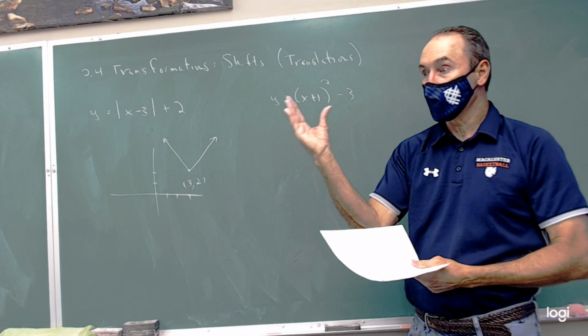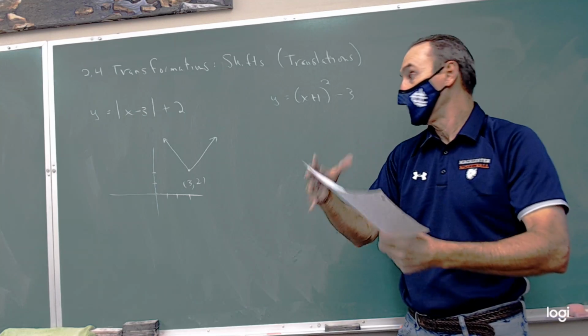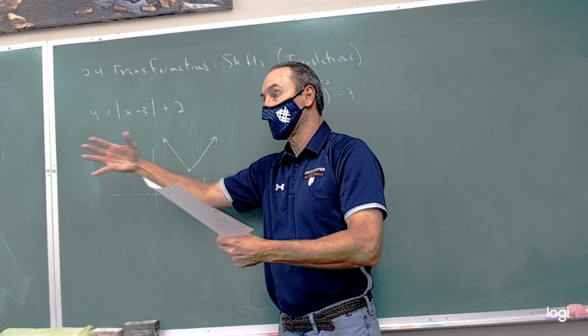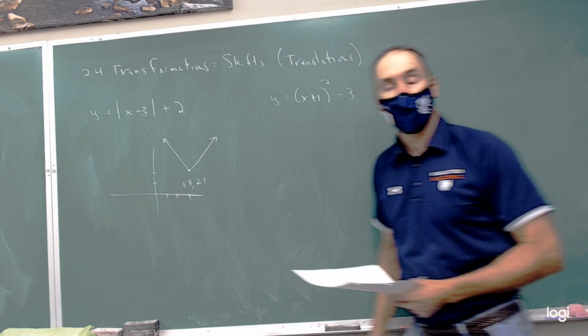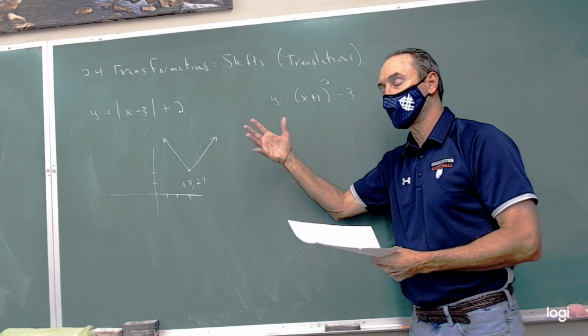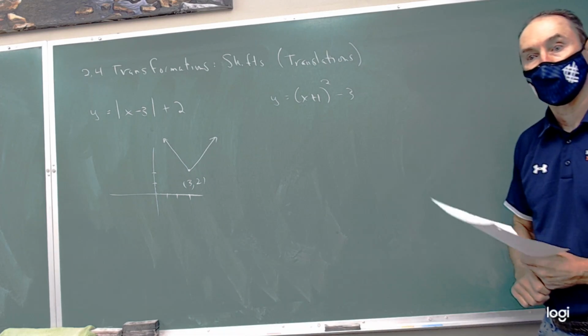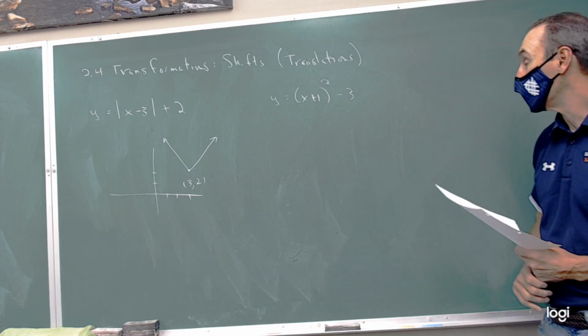So that's what we kind of start with, our basic shape, and then we say, what does this other stuff do to it? How does it move it around, change it? And we're doing shifts today and reflections, but we'll add in vertical and horizontal stretches and shrinks, which are a little tougher in the days that come.